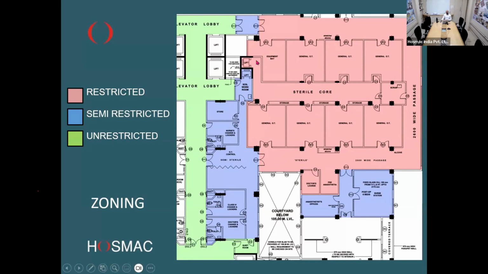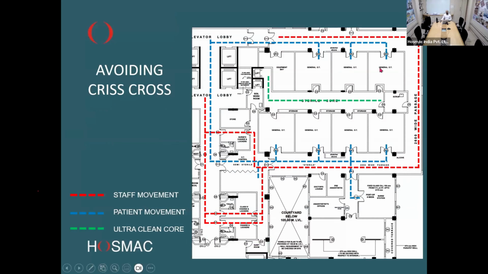This tries to explain through the color code: this red is what the staff movement is like, something that I tried to explain through the zones. Blue that you see is the movement of patient, and the ultra clean core is again the movement of sterile instrumentation. The same drawing, but with depiction of the lines to show that there is no crisscross happening of green with red or blue.